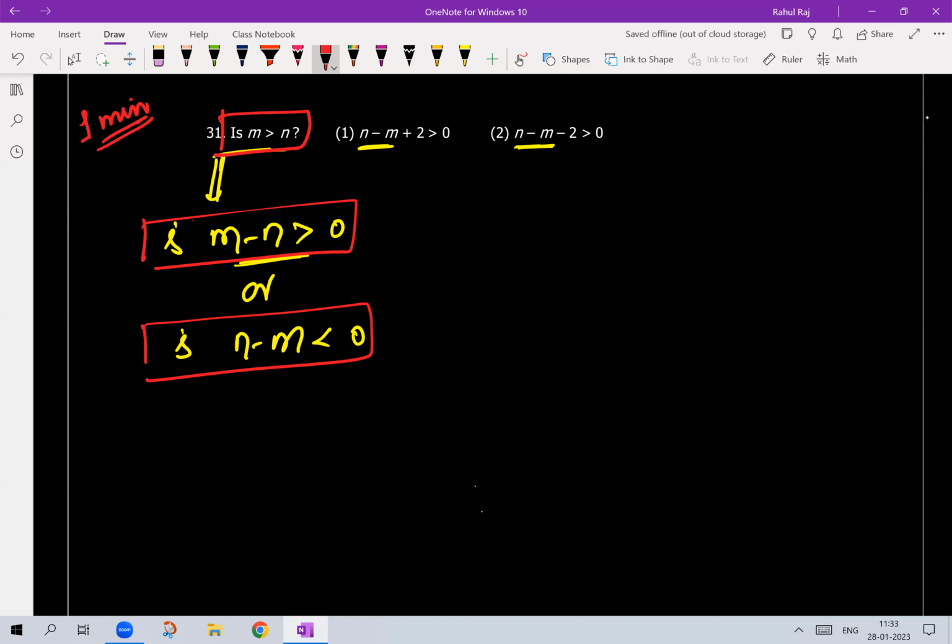Now, point is, in my statement number 1 and 2, I'm given with N minus M. So I'll go around with this question. I will not even bother about this and this, because eventually it is the same thing. You prove any one of these three, it's fine.